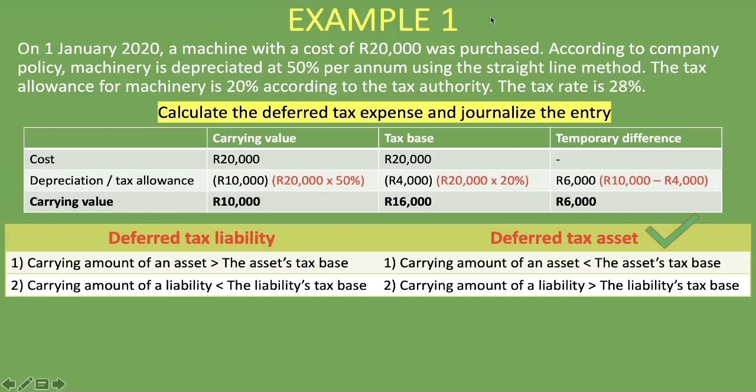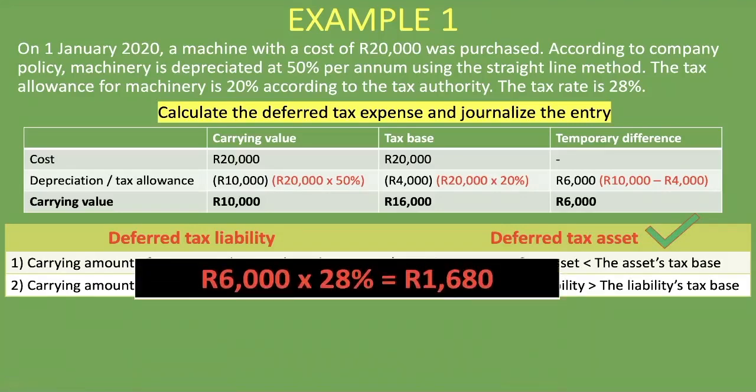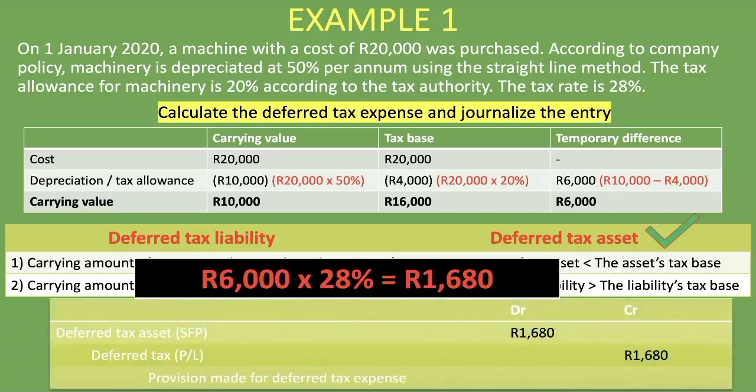Now let's calculate the deferred tax expense. Well, it's still 6,000 rand. So we're going to take the 6,000 rand times 28%. It gives us 1,680. So once we have the amount, let's journalize the entry. We're going to debit the deferred tax asset, which goes into your statement of financial position as a non-current asset, and we credit our deferred tax, which goes into your statement of profit or loss or the statement of comprehensive income, and we have the amount here. And obviously the narration is provision made for deferred tax expense.